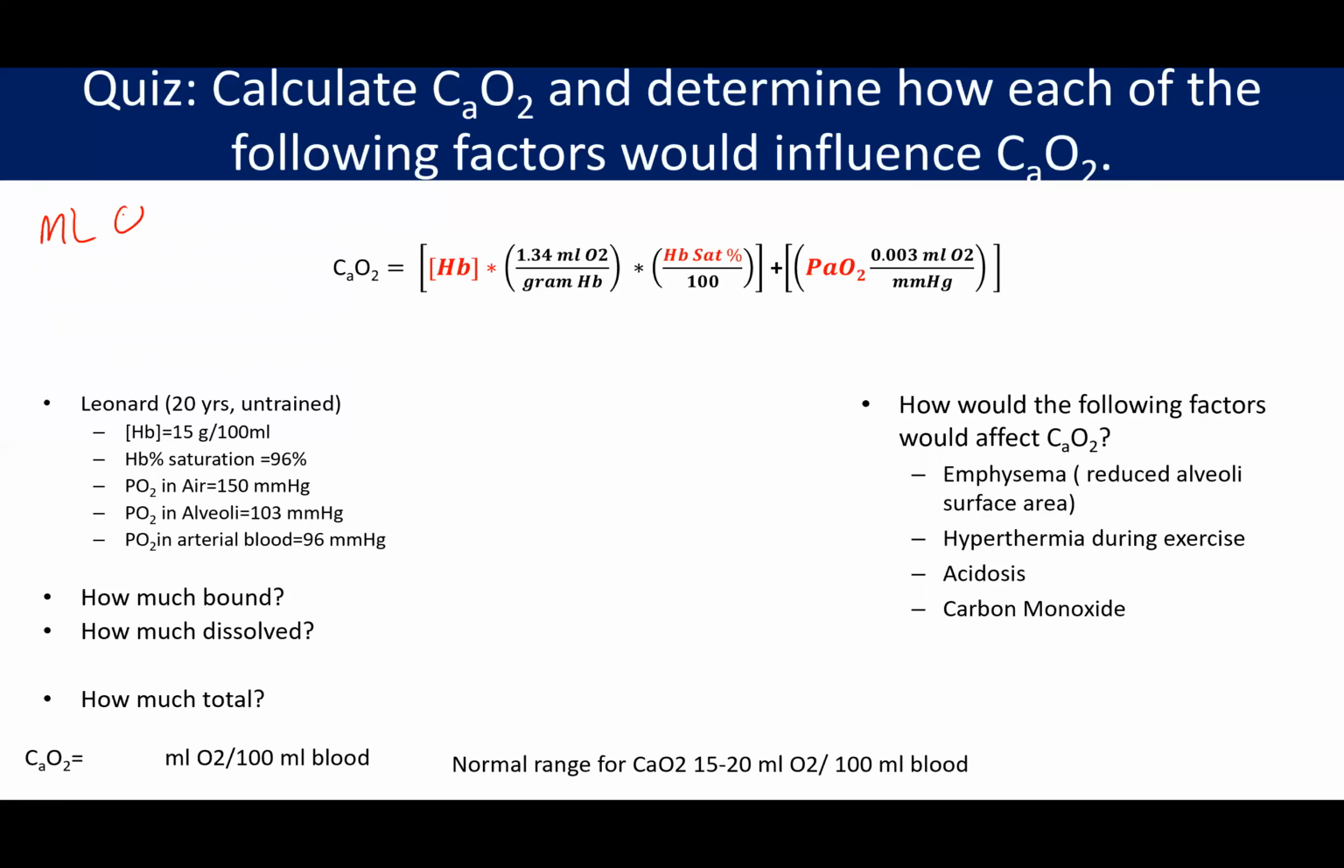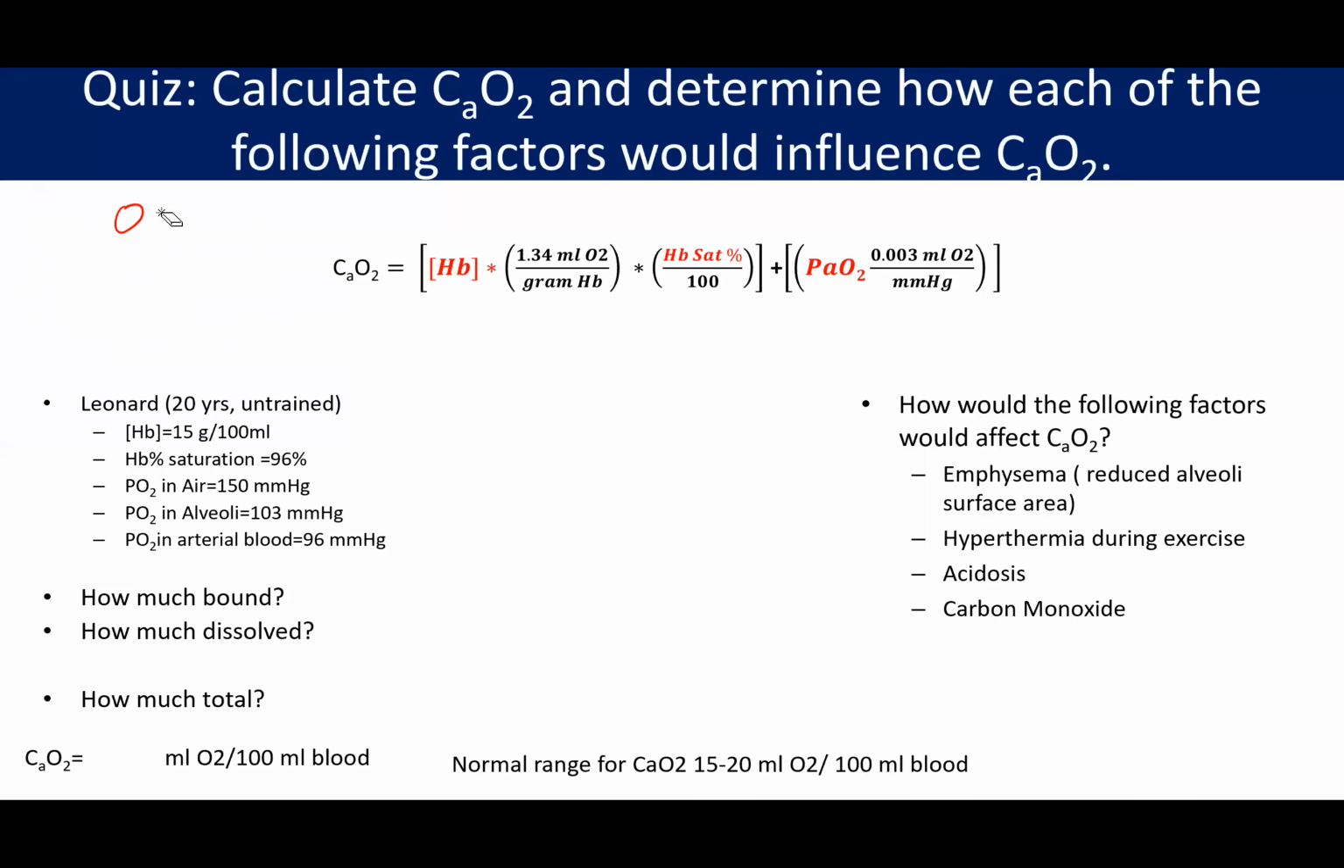milliliters of oxygen per 100 milliliters of blood. So we want to figure out how much oxygen is in 100 milliliters of blood, or a deciliter of blood.